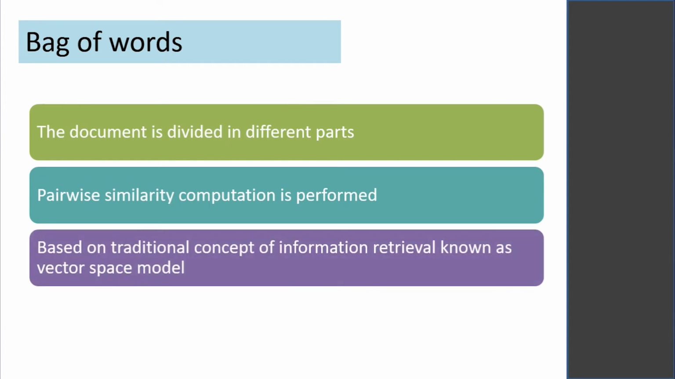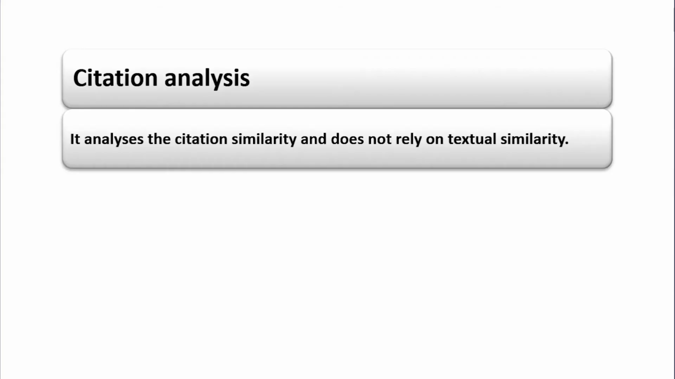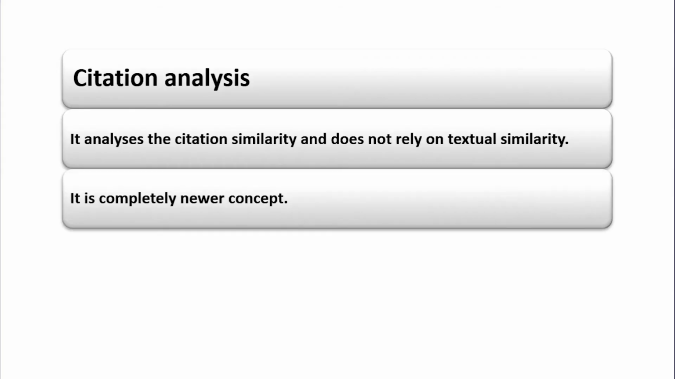It is based on the traditional concept of information retrieval known as the vector space model. Now let me tell you, this method is outdated, it is a traditional method, and it is not used by any of the software available. Now the next method is citation analysis. It is also called citation pattern analysis, and it analyzes the citation similarity, and this is the only method which does not rely on the textual similarity.